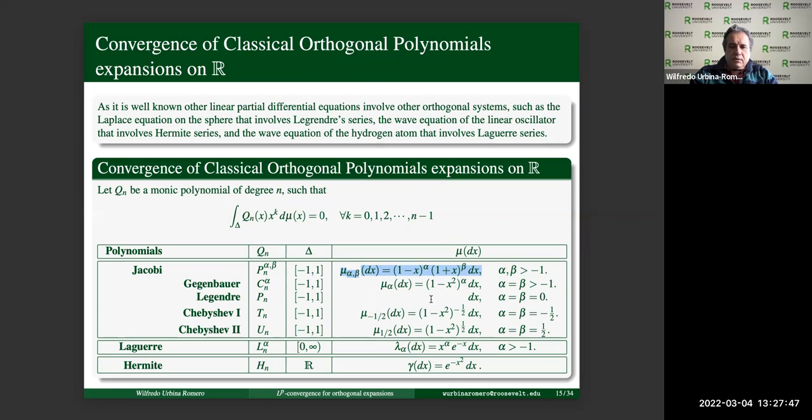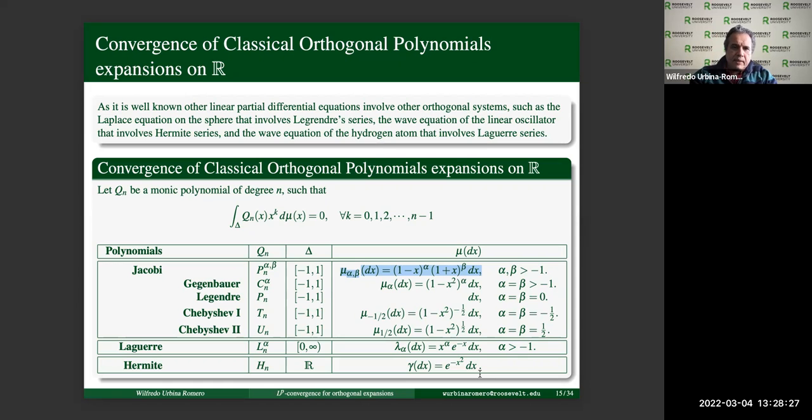Legendre is when alpha and beta are equal to 0. Chebyshev of type 1 is a particular case of Gegenbauer, alpha and beta equal to -1/2. Chebyshev 2 is alpha and beta equal to 1/2. And then we have Laguerre, where the interval is 0 to infinity and the measure is x to the alpha e to the minus x dx, and Hermite is the whole real line with the Gaussian measure.